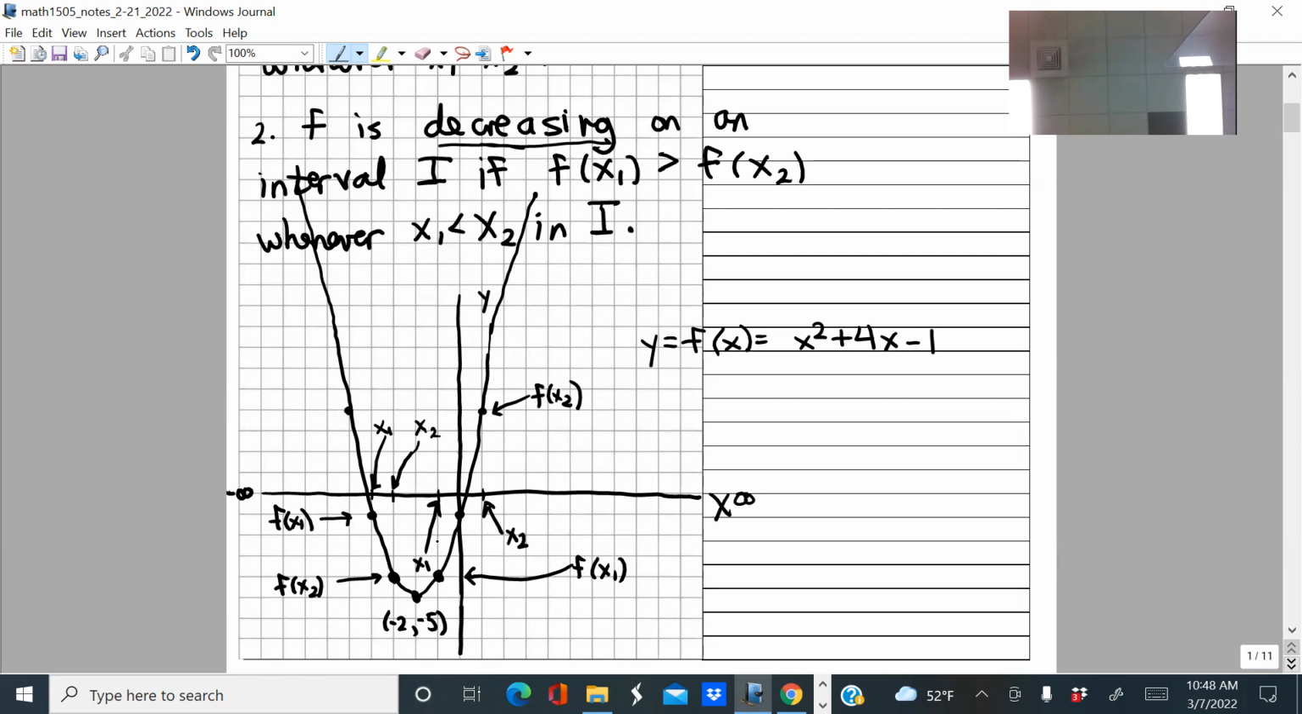And let's see, what's the y value that matches x1? Well, that's down here, right? So that's f of x1. And here's x2. What's the y value that matches x2? Well, that's up here on the graph. So that's f of x2, right?